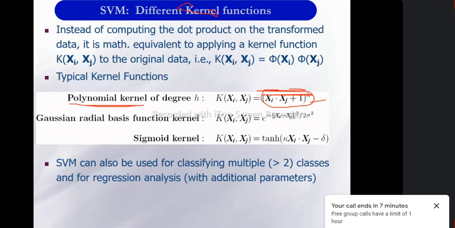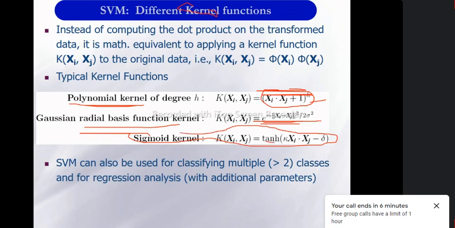If it is Gaussian or radial based function, we call it RBF. RBF is used for mapping into some numbers, some exponential numbers. That is called RBF. And there is a sigmoid kernel that uses mapping into tanh. The tanh maps the data set into a new format.